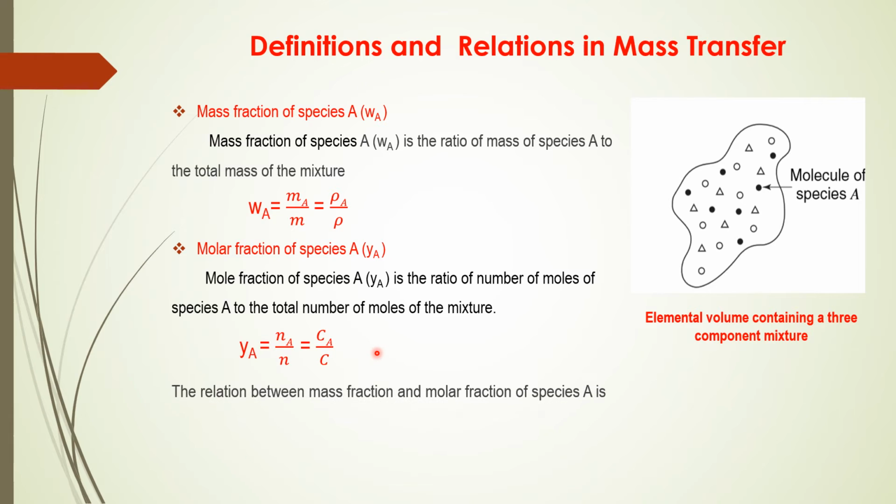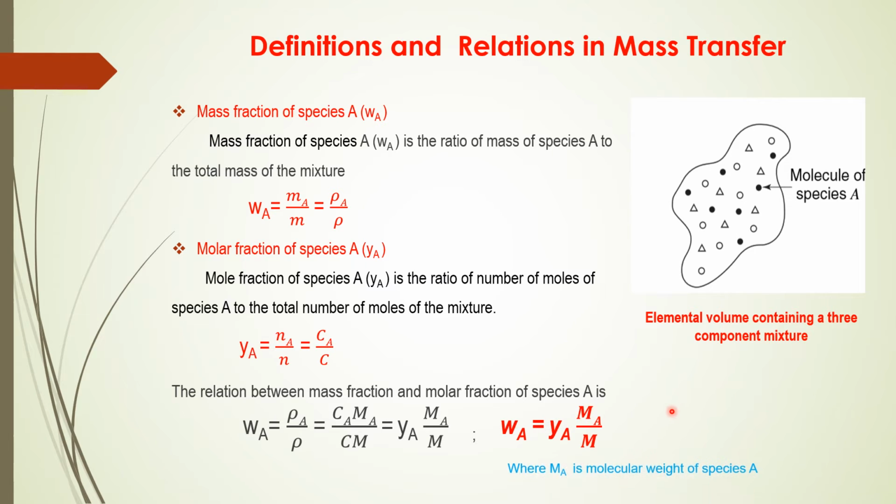So next, the relation between the mass fraction and molar fraction of species A. It can be related: Wa equal to rho A by rho. Rho can be written as Ca into Ma. So Ca by C equal to Ya. So what we will get is the mass fraction of species A is equal to molar fraction of species A into molecular weight of species A, divided by molecular weight of mixture.